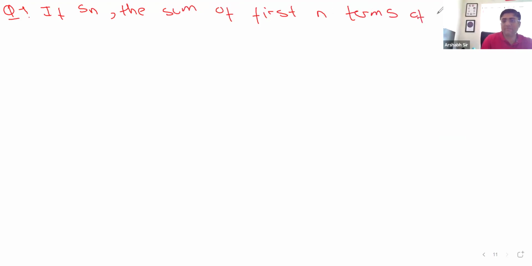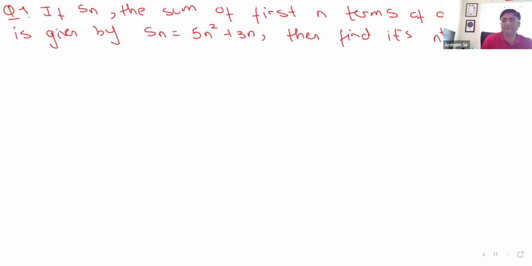Next, look, it is given: if Sn, the sum of first n terms of an AP, is given by Sn is equal to 5n square plus 3n, then find its nth term. Yes, now look beta, there are many ways to do this question. The first method: the first term of the AP is S1, so you'll put this as 5 times 1 square plus 3 times 1, that is 5 plus 3, that is 8.